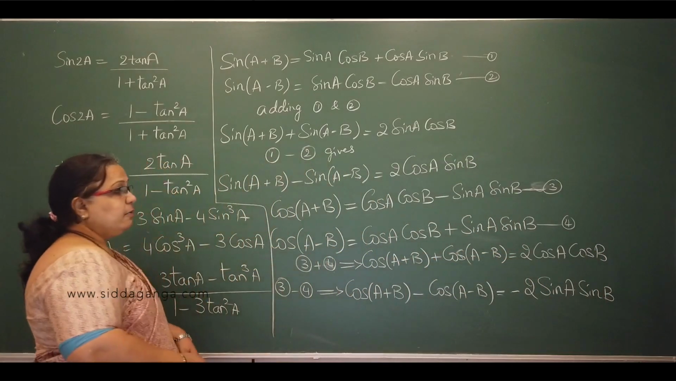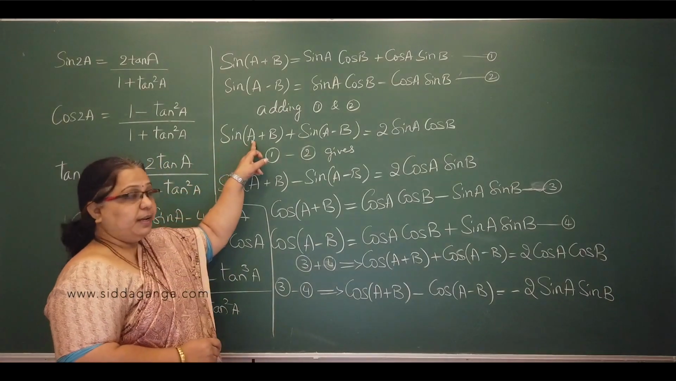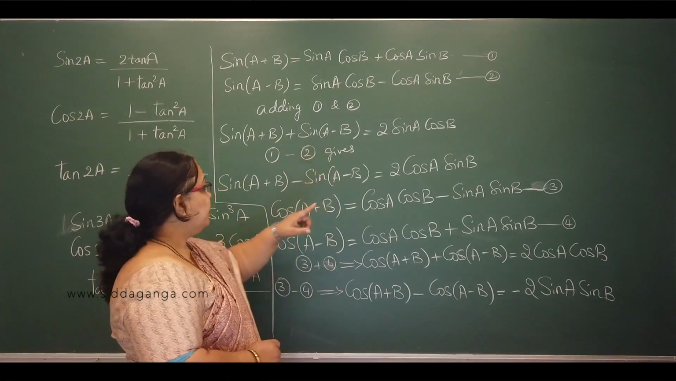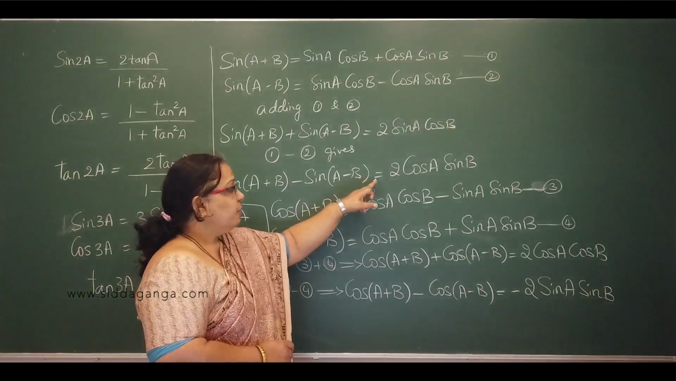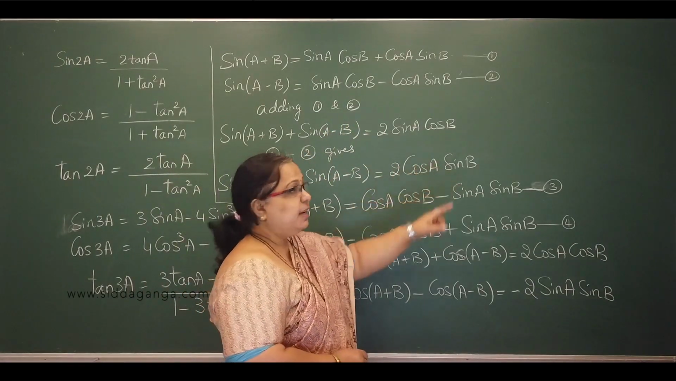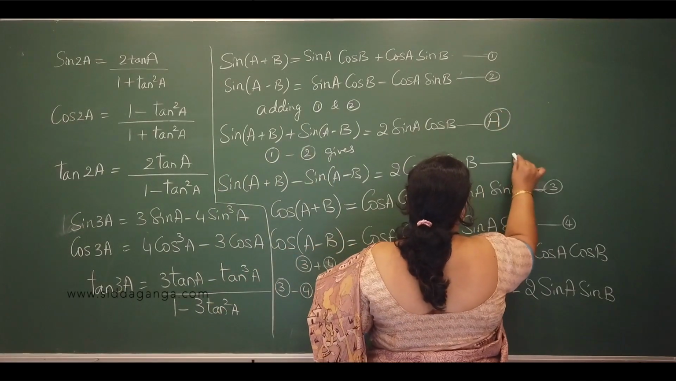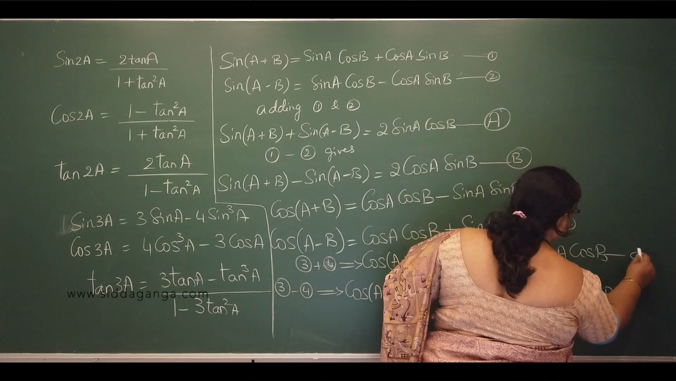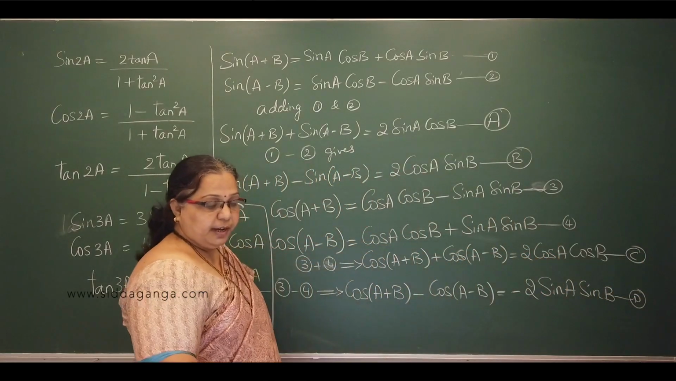So now we have the 4 results here, that is sin of A plus B plus sin of A minus B, we get twice sin A cos B. Sin of A plus B minus sin of A minus B, we get the second term factors, twice cos A sin B. So now you take this as A, this as B, this result as C, and this result as D.